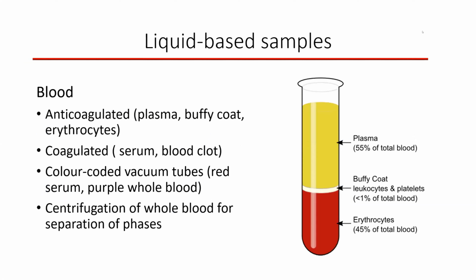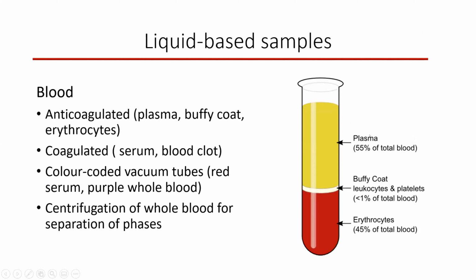For liquid-based samples, blood is the most common sample. It could be either anticoagulated, where you get plasma, buffy coat, and erythrocytes, or coagulated, where you get serum, blood, and blood clots.